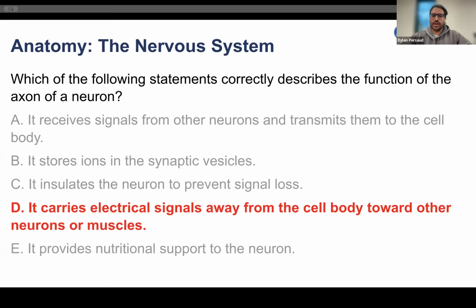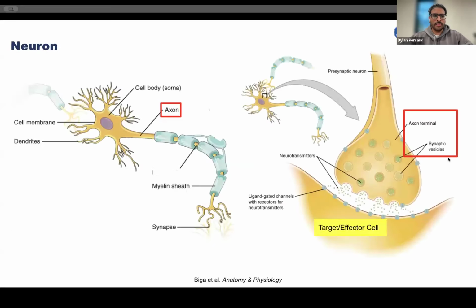I know B and C were also chosen. So for B, it doesn't store ions in the synaptic vesicles, but it actually stores neurotransmitters. And for C, the part that insulates the neuron, or insulates the axon more precisely, is the myelin sheath. So depending on your objectives, you'll kind of know what's important, but I'm just going to move forward and talk a little bit more about those parts of the question.